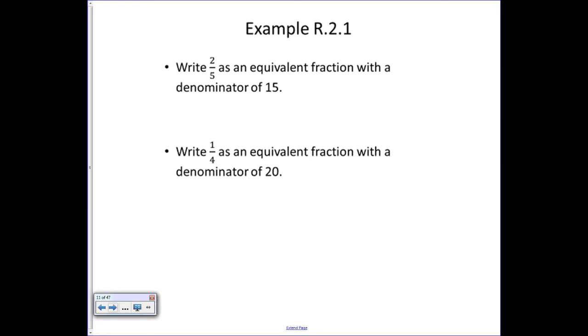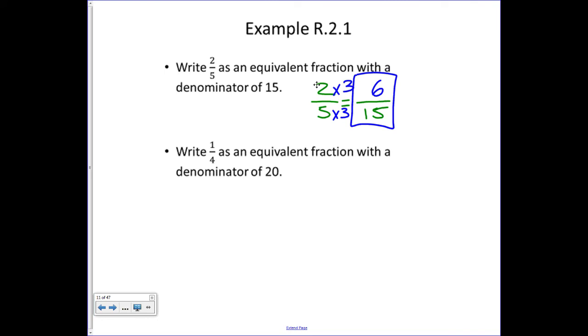So we want to write 2/5 as an equivalent fraction with a denominator of 15. So we have 2 over 5, and we want to rewrite it as something over 15. Well, we always have to do the same thing top and bottom. So we have to figure out, what do we multiply times 5 to get 15? Well, 5 times 3 is 15. And so if we multiply the bottom by 3, we have to multiply the top by 3. And so our equivalent fraction is just 6 over 15.